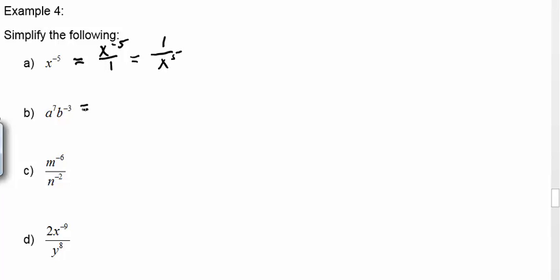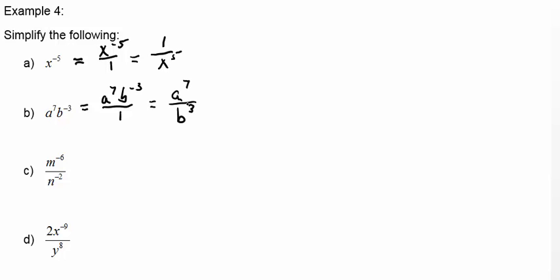Our next example, we have a to the seventh, b to the negative third. And again, just for illustration purposes, it's a to the seventh, b to the negative third over 1. A has a positive exponent, so it does not move. So the a to the seventh remains in the numerator. Since b has a negative exponent, and it's in the numerator, it will move that factor b to the denominator, and the exponent negative 3 becomes a positive 3 in the denominator. So our answer would be a to the seventh over b to the third.